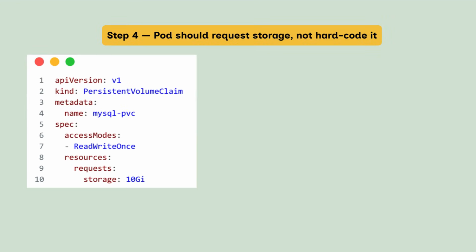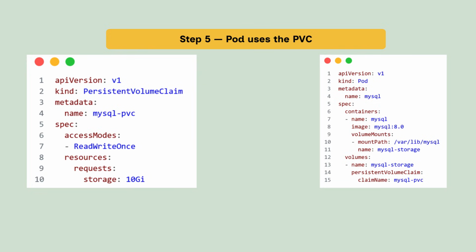Next, the pod should request storage, not hard-coded. So we introduce the PersistentVolumeClaim YAML. Next, we need to configure the pod to use the PersistentVolumeClaim by adding this particular part in the pod YAML. This ensures storage continuity across pod recreation.